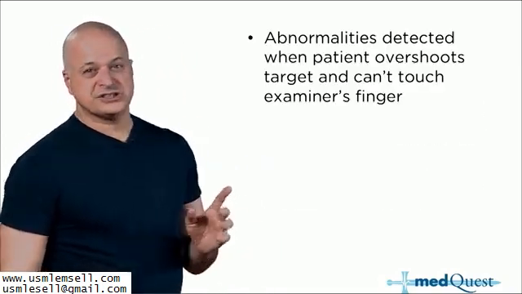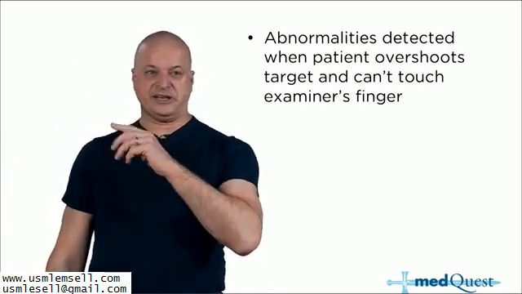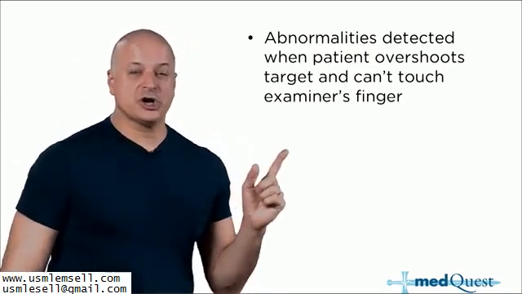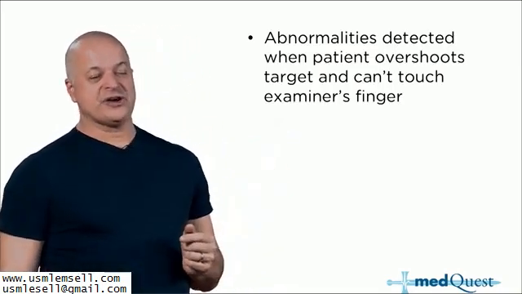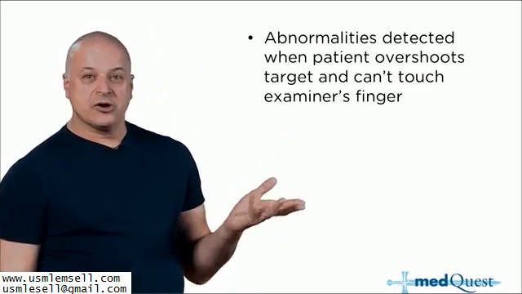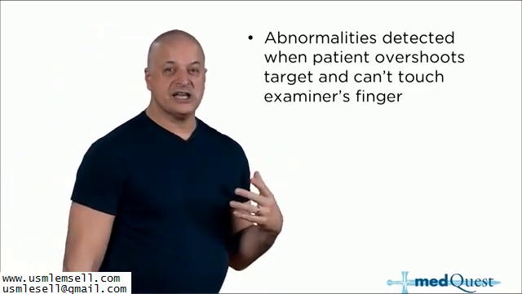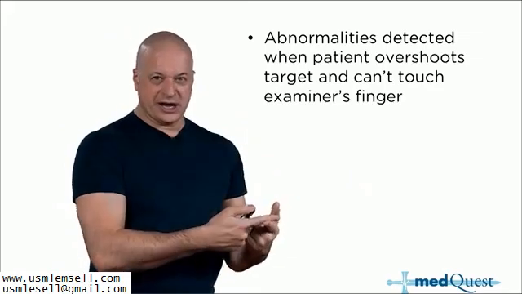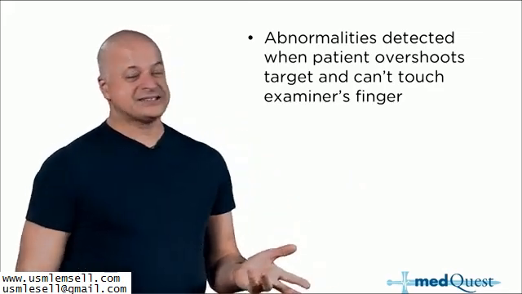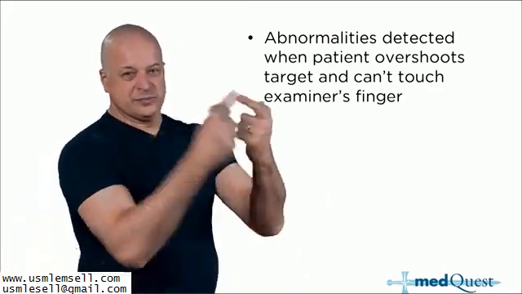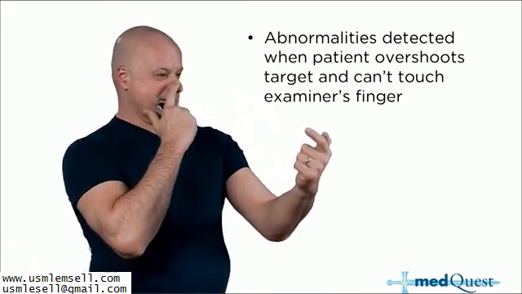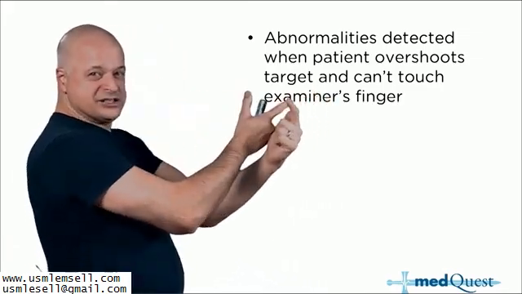The finger to nose testing, you shouldn't lose the ability to touch someone's finger and your nose, even if your eyes are closed. Because the abnormalities are basically when a patient overshoots the target and you can't touch the examiner's finger. You're missing it. I'm going to touch it. I missed it.